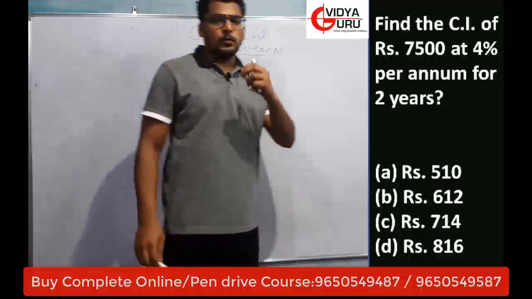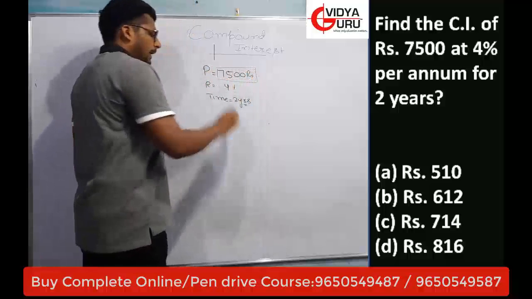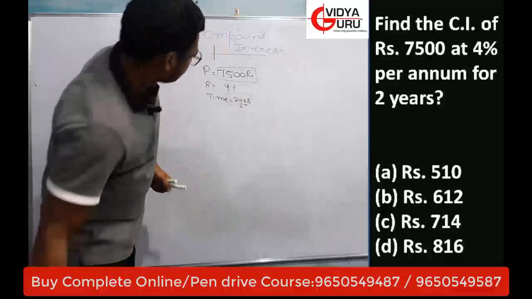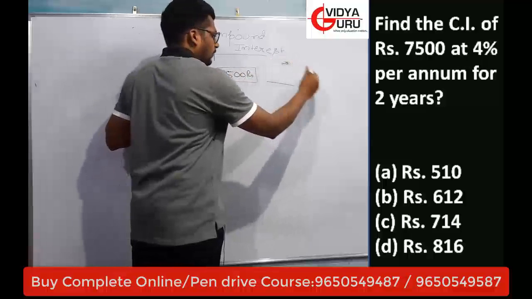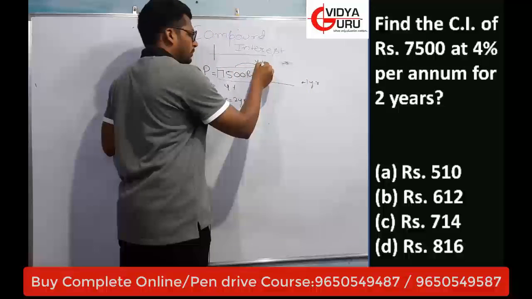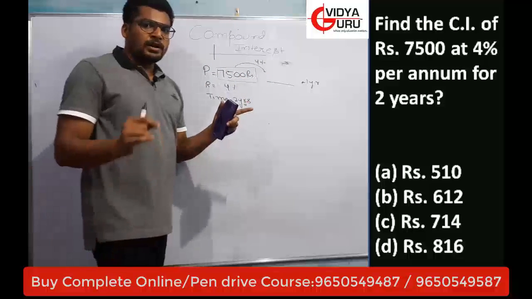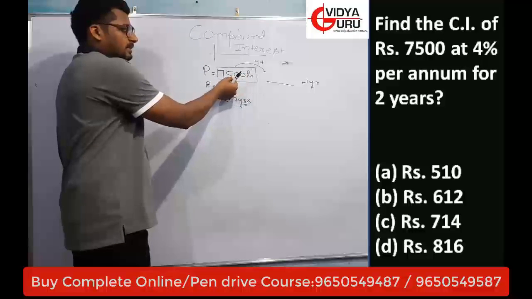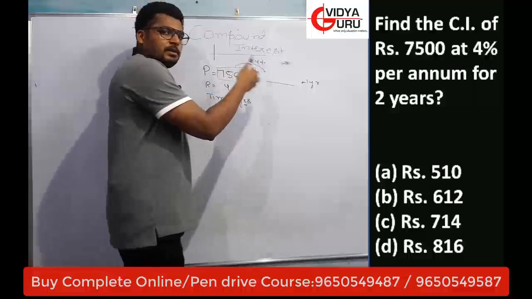In compound interest, we need to remember that we get interest on the principal and on every last year's interest also. What I mean to say, for the first year there is only this amount. On this I'll get 4% interest. Its 1% will be 75. To get 1% of any number, we shift the decimal by 2 digits. Its 1% will be 75, and for finding its 4% we will multiply it by 4. 75 times 4 will be 300.